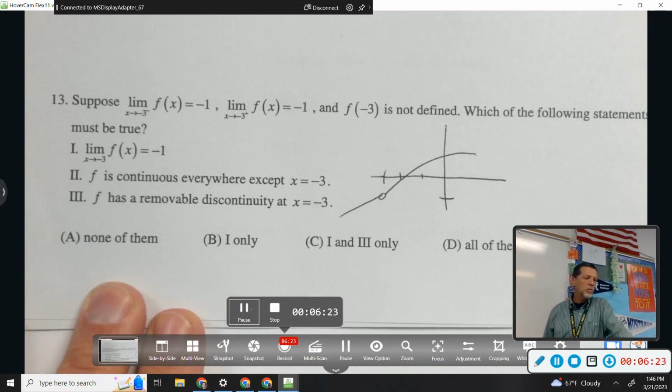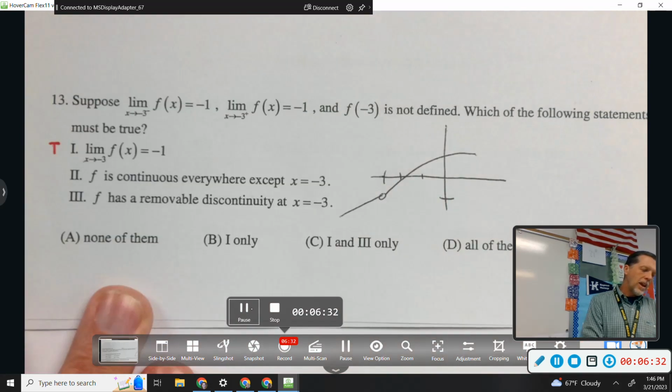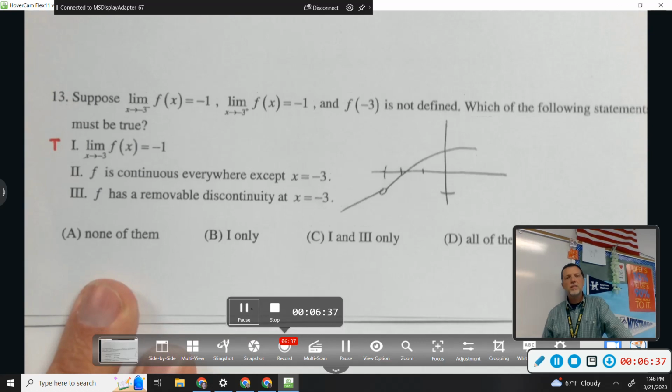So Roman numeral 1, as x approaches negative 3, the limit is negative 1. Is that true or false? That's true. If the left limit and the right limit are equal to each other, then the overall limit is the same thing. So we're good there.